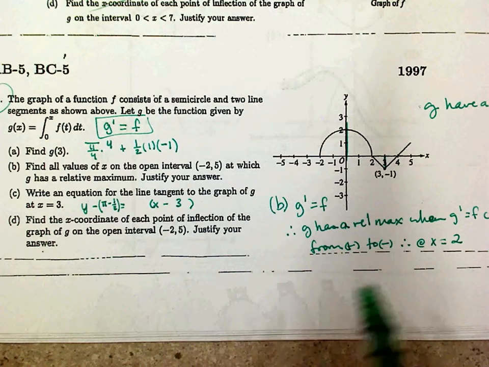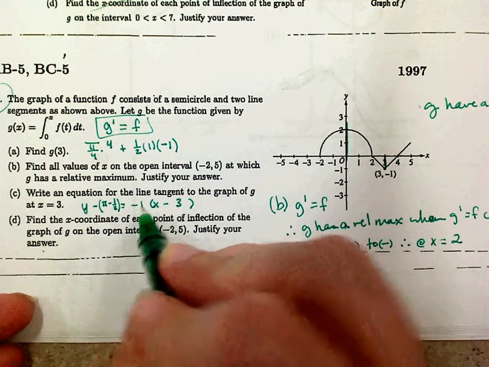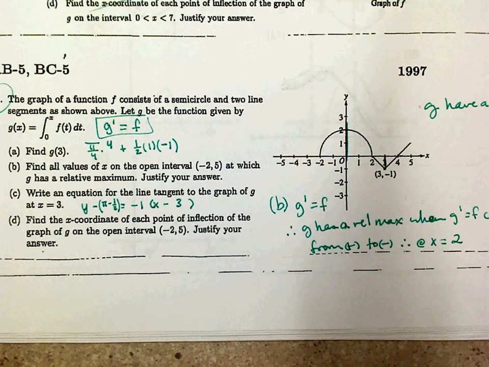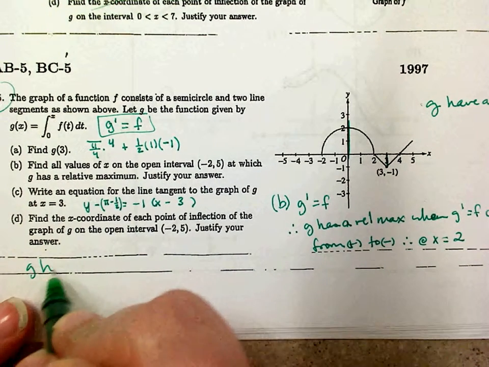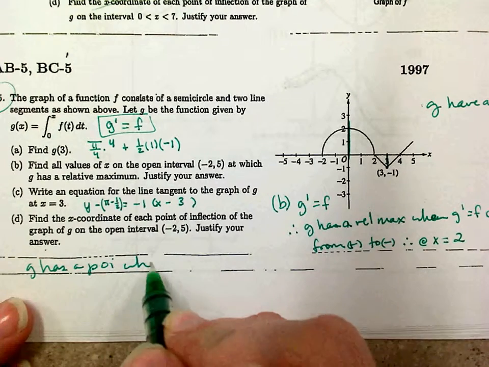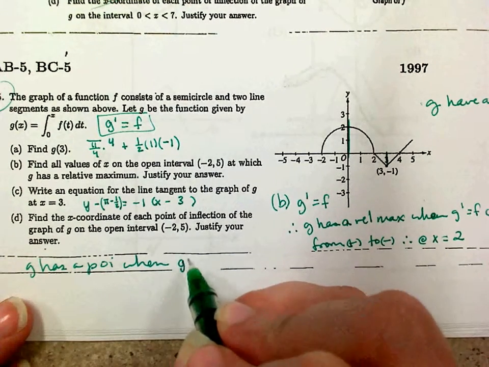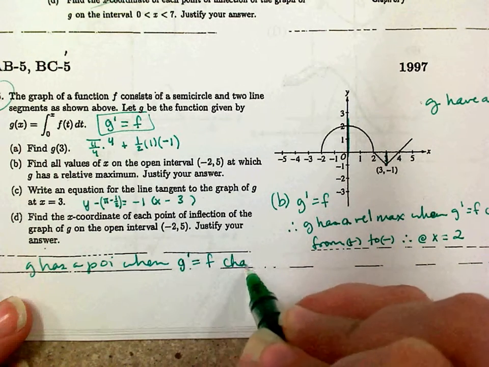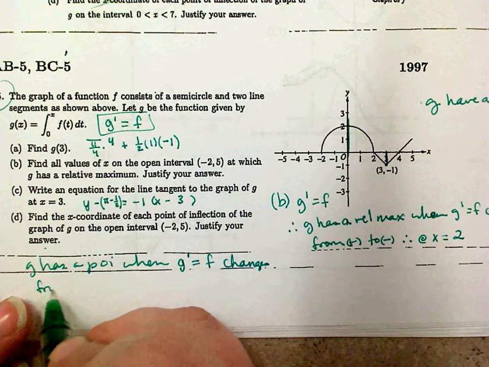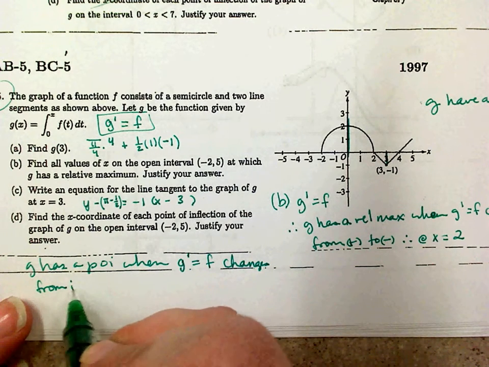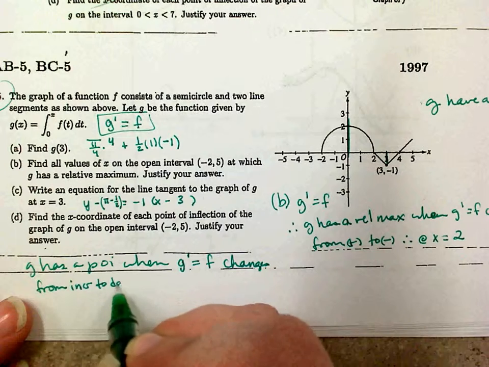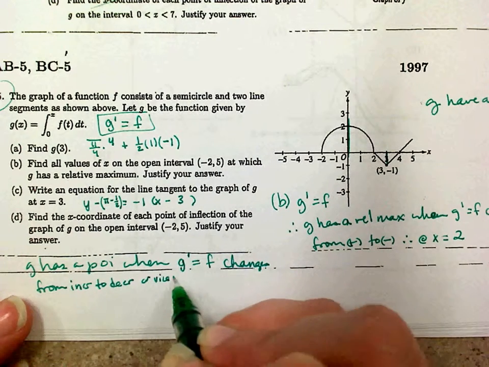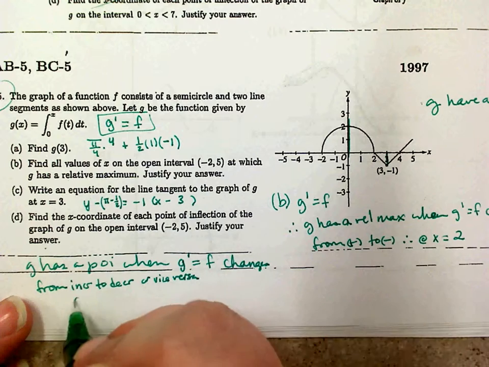Find the x-coordinate of each point of inflection of the graph of G on the open interval. Justify your answer. So when does G have a POI? When G prime changes from what to what? Or vice versa, right? So at x equals what? 0 and 3? Okay.